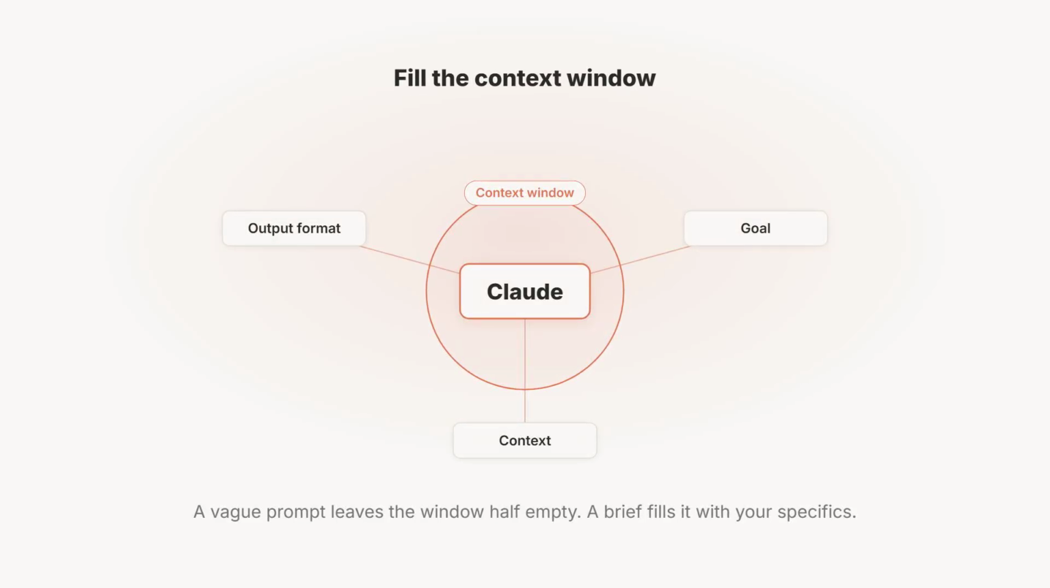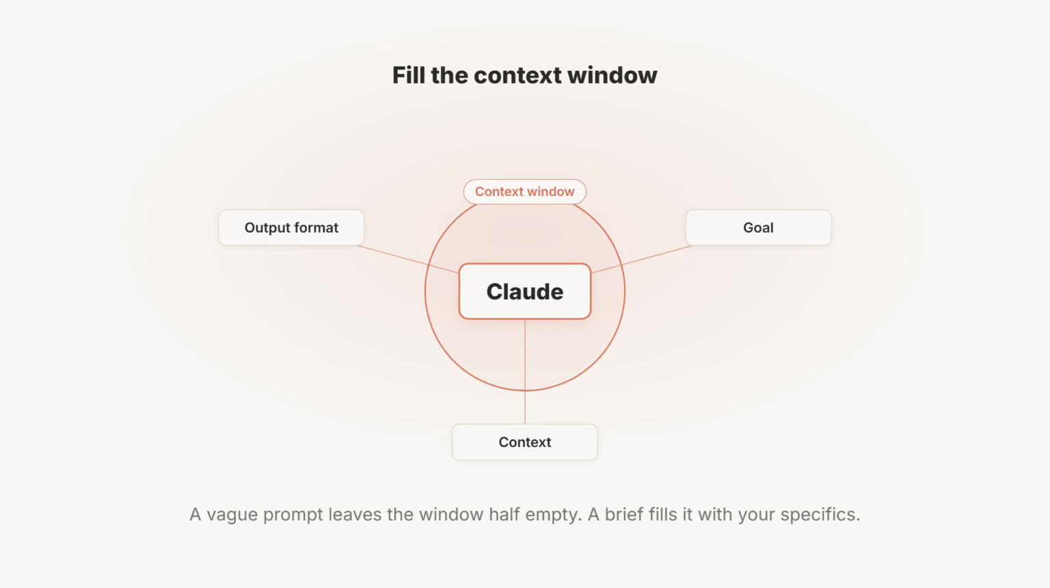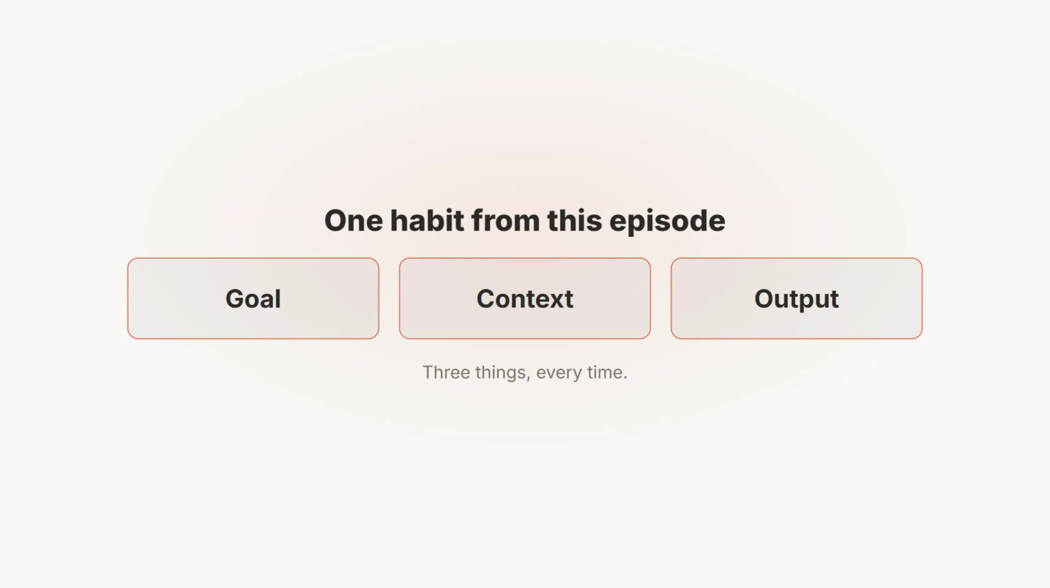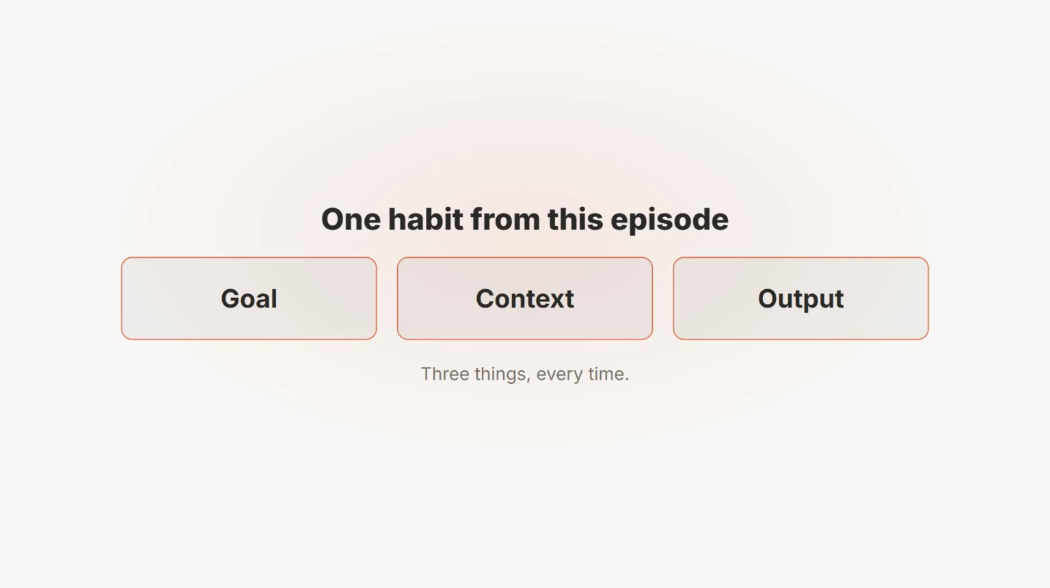Because remember the one fact, Claude only works with what's in the context window. A vague prompt leaves that window half empty, and Claude fills the gaps with averages. A brief fills it with your specifics. Goal, context, output. 3 things, every time. We spend 6 whole episodes on prompting later in the series. But if you take one habit from this one, take that.